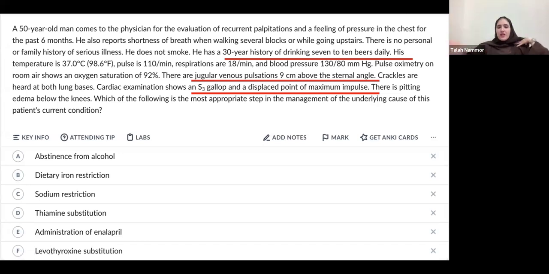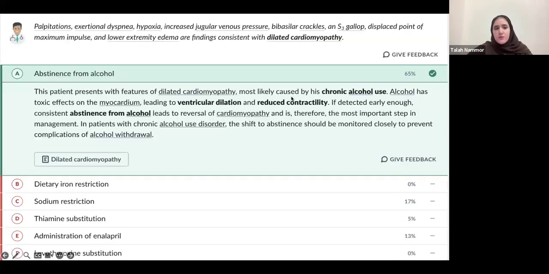So if someone is having a lot of alcohol and he's having dilated cardiomyopathy, what would we tell him to do? Stop the alcohol. Exactly. So how would we manage this patient? First of all, abstinence from alcohol. So alcohol is going to cause the dilated cardiomyopathy.